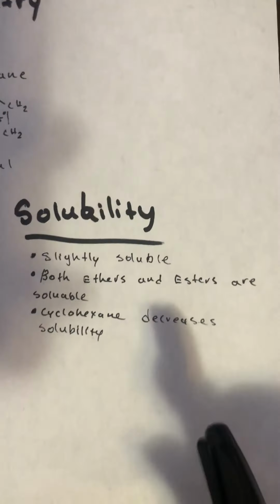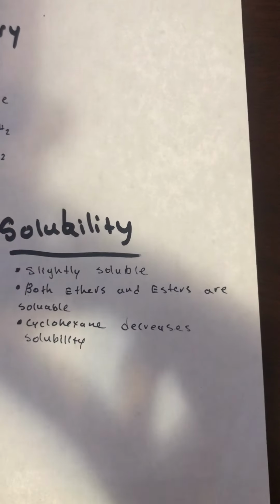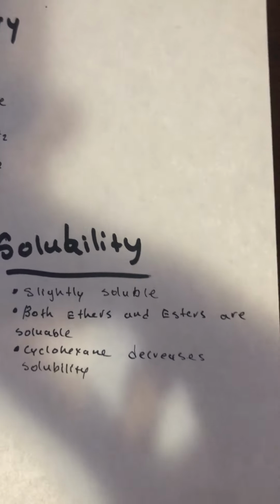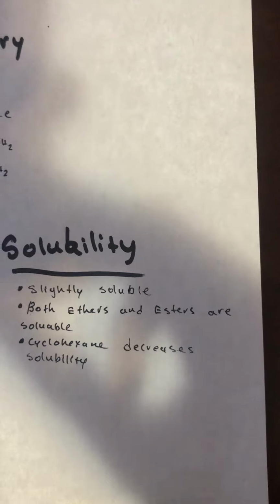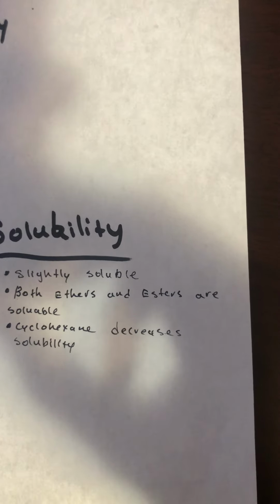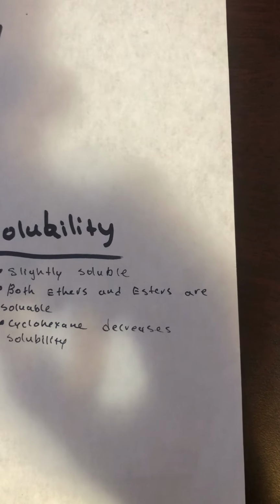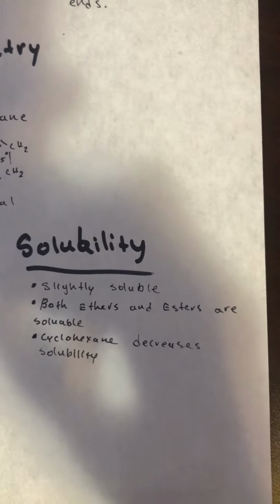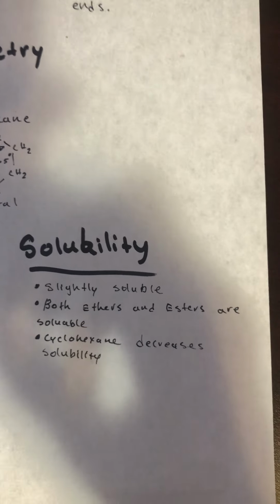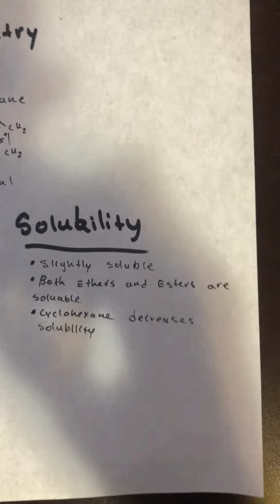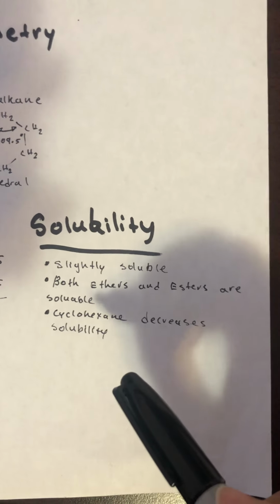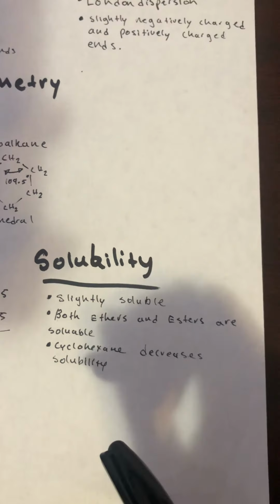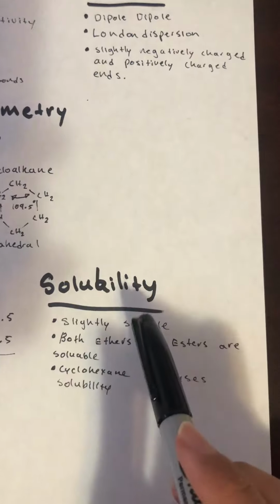Moving on to solubility, both ethers and esters are soluble. So esters can form hydrogen bonds through oxygen atoms to the hydrogens of water, which make them slightly soluble. And ethers decrease solubility with more carbon atoms. So being bonded to a cyclohexyl, the solubility will decrease, which will make it slightly soluble.